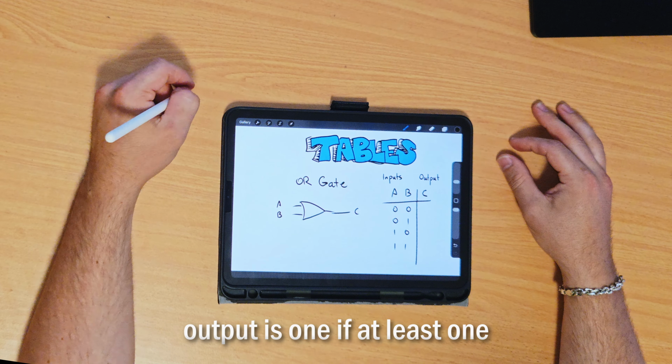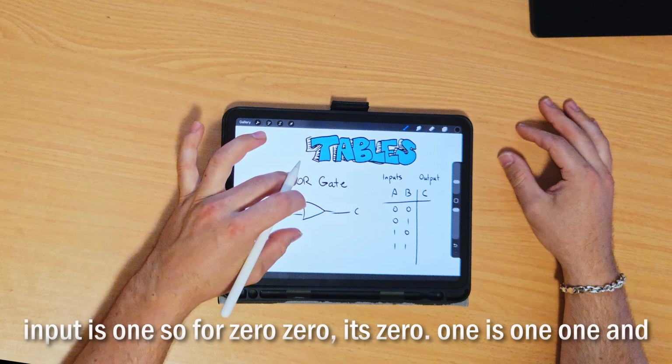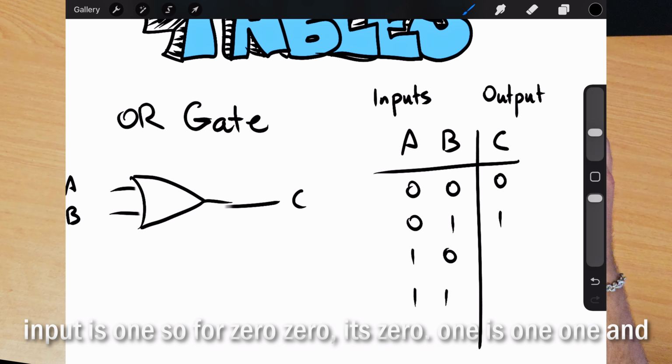For an OR gate, the output is 1 if at least one input is 1. So for 0, 0, it's 0. This one is 1, 1, and 1.